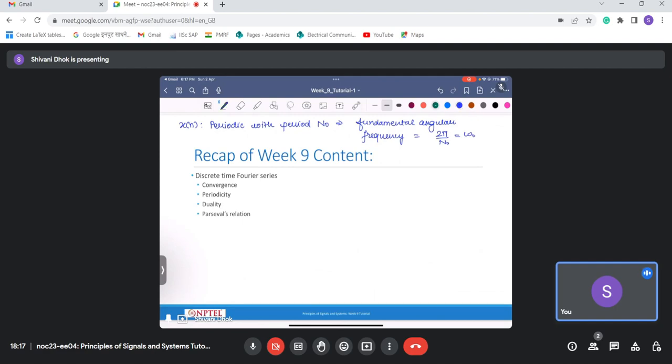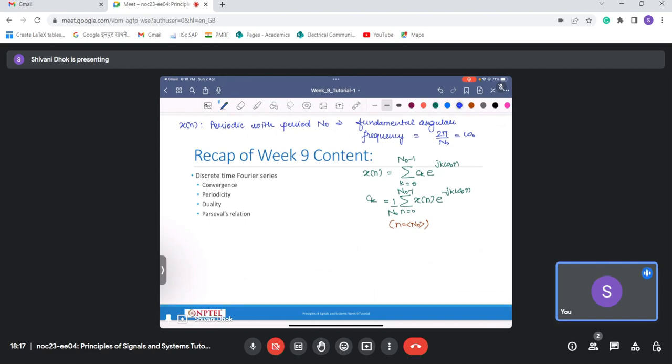Then this periodic signal x of n can be written as summation k running from 0 to n naught minus 1 of ck into e power j k omega naught n, and the ck's are basically obtained as summation n equal to 0 to n naught minus 1, or basically in any interval n naught, with a scaling of 1 by n naught, x of n into e power minus j k omega naught n. So this is known as the discrete time Fourier series.